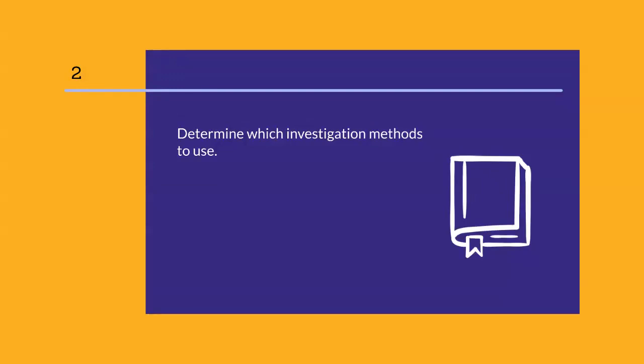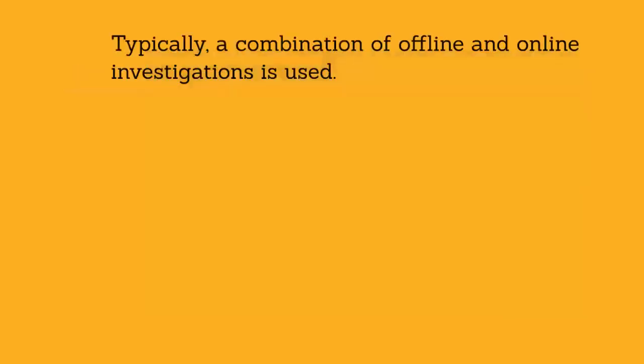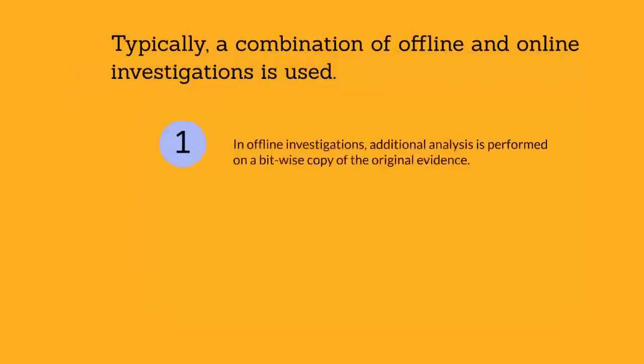Determine which investigation method to use. Typically, a combination of offline and online investigation is used. In offline investigations, additional analysis is performed on a bitwise copy of the original evidence. However, this method is only suitable for situations in which an image can be created, so it cannot be used to gather some volatile data.